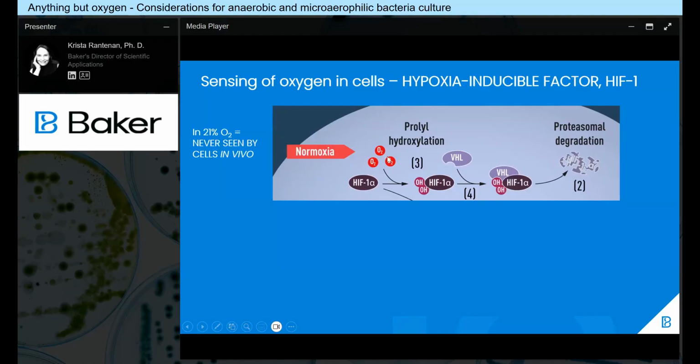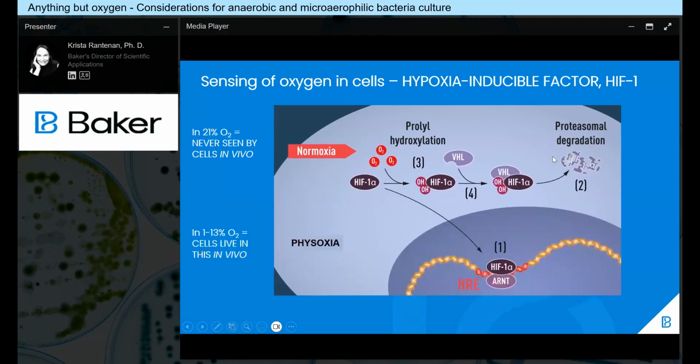So this cascade, remember, happens in 21% of oxygen, so in that incubator. And it takes less than 5 minutes. So HIF is always produced by cells, yet it's constantly being degraded, okay?